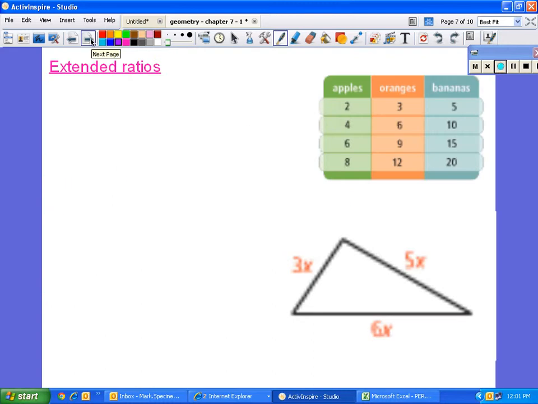Okay, so if I have, as I do here, a chart, I have three different things. So in an extended ratio, my general extended ratio looks like this. A to B to C.